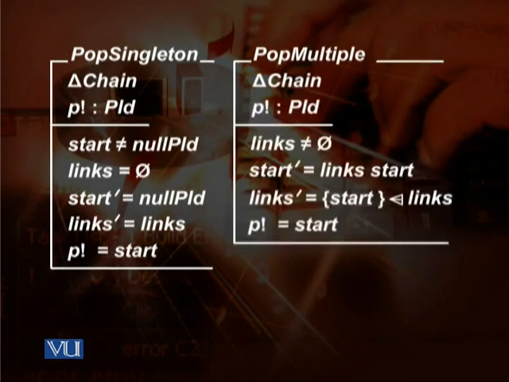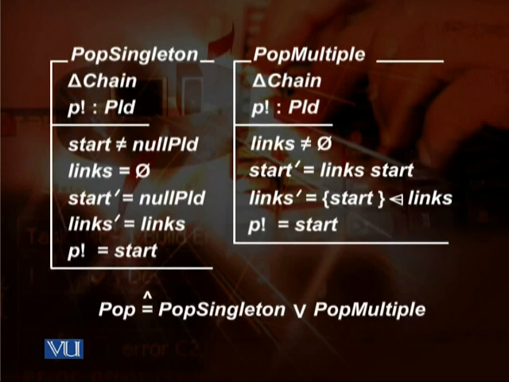And when we have multiple elements, in that particular case, links are not going to be empty. We have links that define this thing. Start will be equal to links start, and links will be equal to this, taken this start out of the links, and you have the remaining links. And then we have this P of start, which is output, and once again we use schema calculus to define this pop operation by joining this pop singleton and pop multiple.